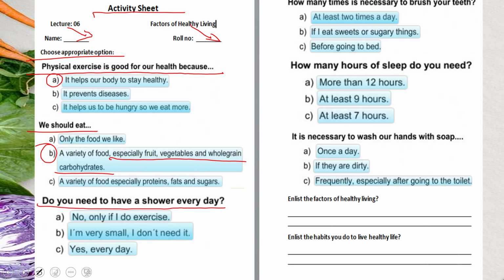Do you need to have a shower every day? No, only one. If I do exercise, I am very small, I do not need it. Yes, every day. Yes, you need to take a bath every day.